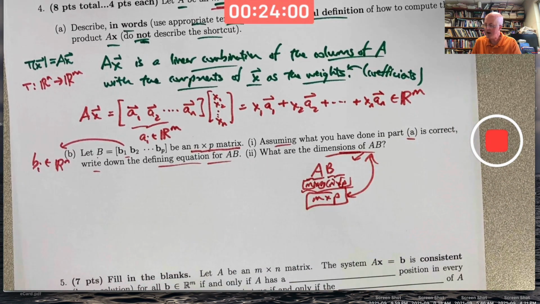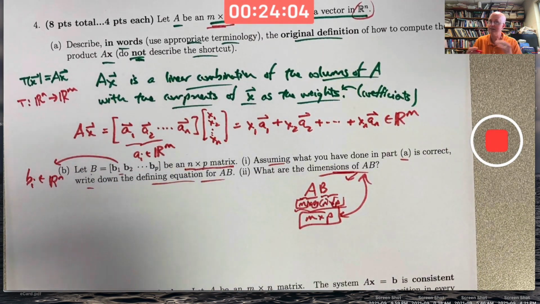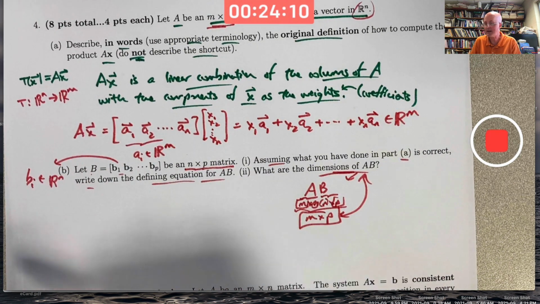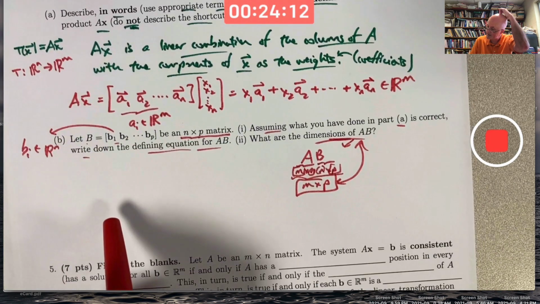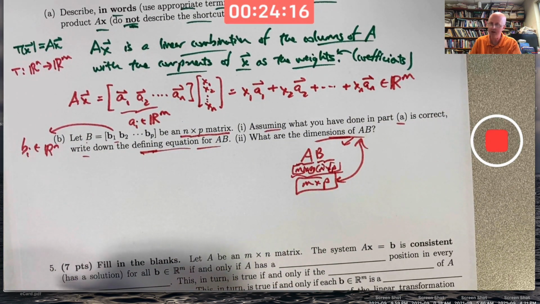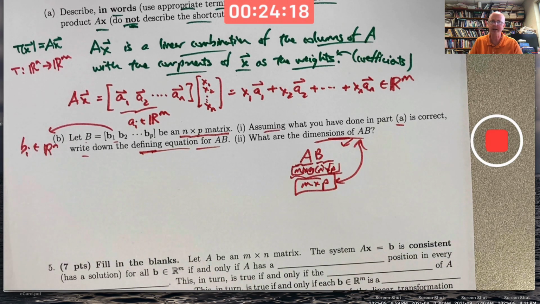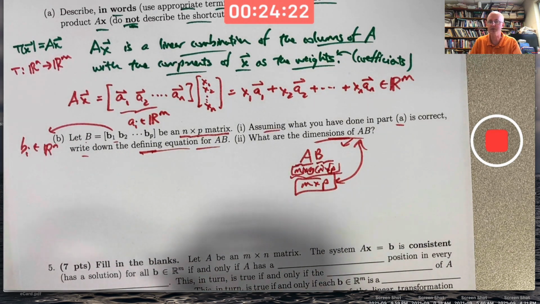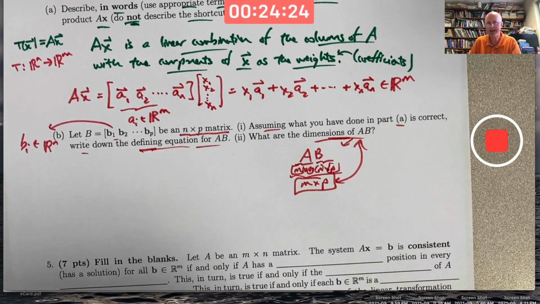But how do you define A times B? And I don't mean the shortcut. I don't mean with dot products of rows of the matrix on the left with columns of the matrix on the right. I didn't say that here, but I don't mean to describe the shortcut. It's the defining equation. I could just write down the answer and tell you it's the answer based on memorization, but I think it's also useful to reason it out.